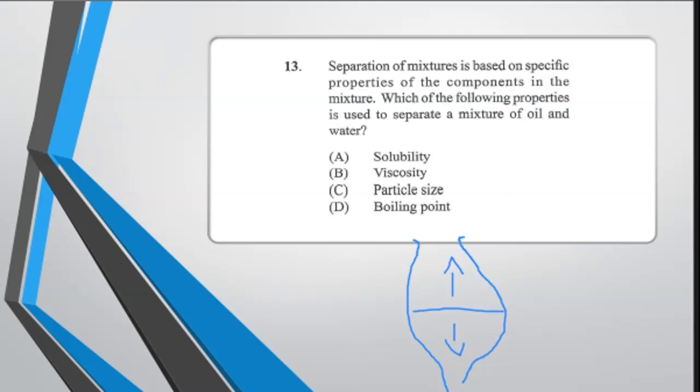So the option that seems most viable is to take the oil and the water and allow them to settle in something like a separating funnel. And then when they separate, you could run off the water and collect it in one container, and then run off the oil and collect it in a second container, right? So solubility is the most viable answer. The answer is A as in apple, solubility.